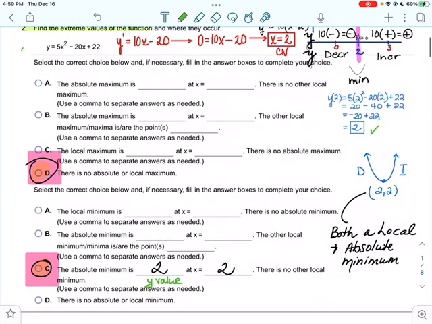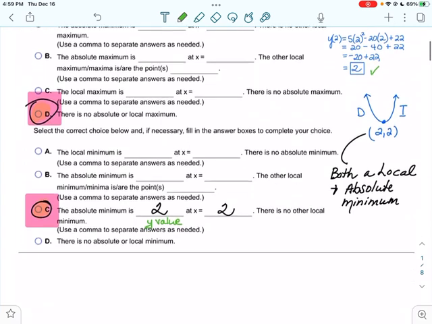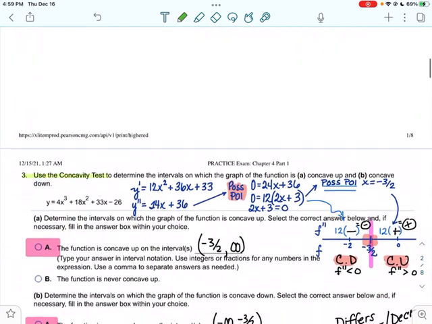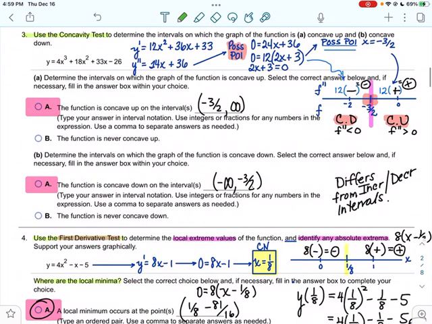Put it on a number line, test the derivative and so forth. Okay, got to stop saying so forth. Number 3, use the concavity test. So it's pretty much what you do with the first derivative test, and you're testing for the sign of the derivative.